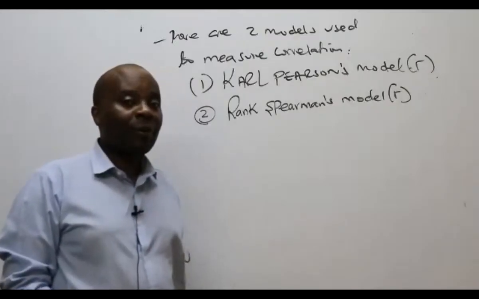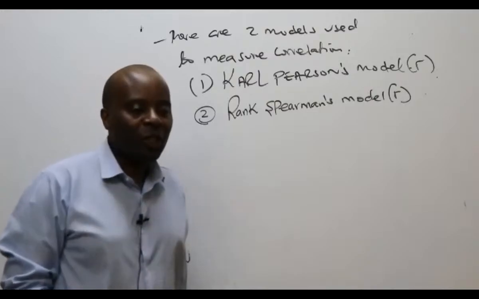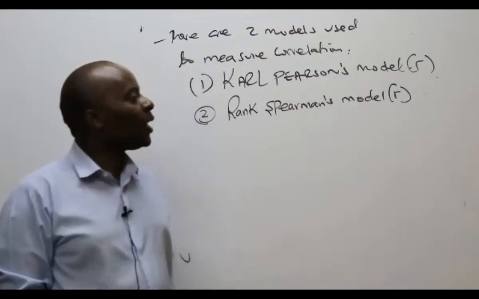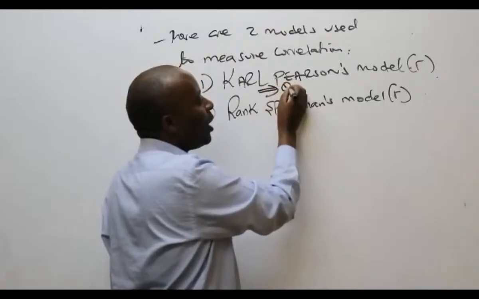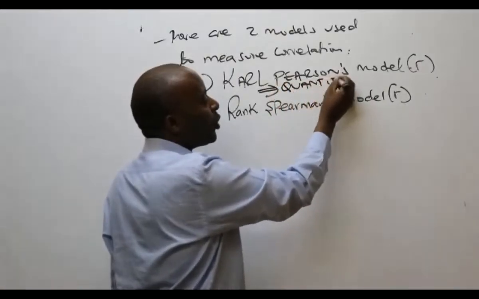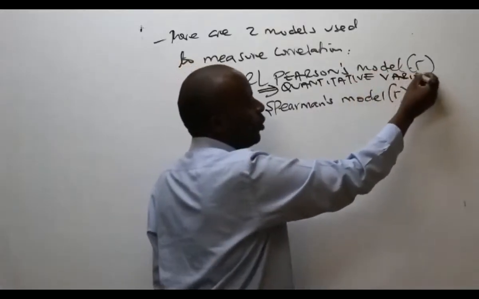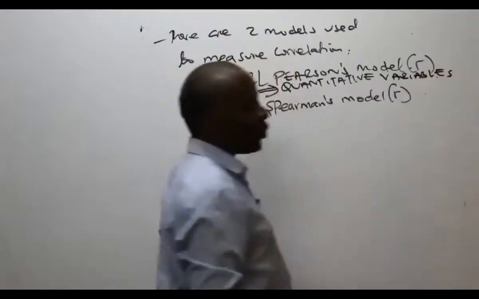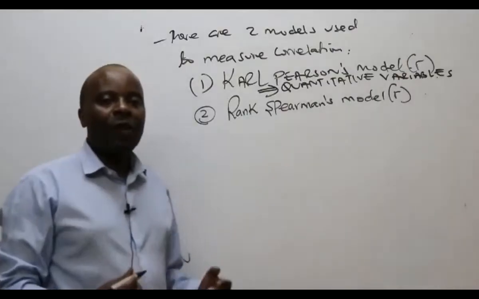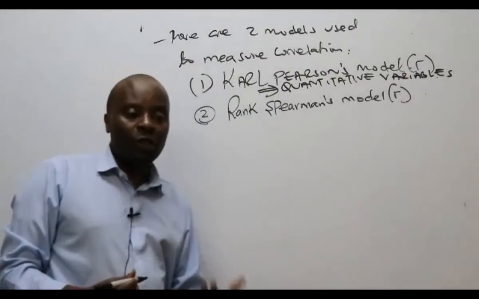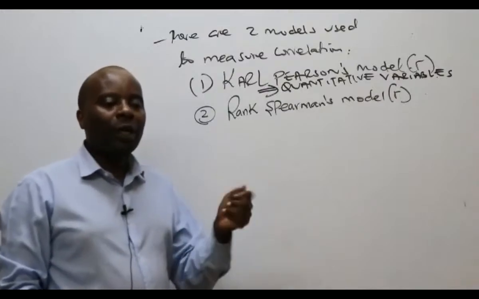And if you look at your past papers, in most cases, you'll be told to differentiate between these two correlation measures. Ladies and gentlemen, we normally use Karl Pearson's model whenever the variables that we have are quantitative in nature. If I get those variables that I'm able to quantify, it means measurable or countable.